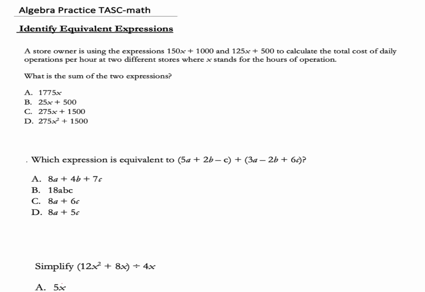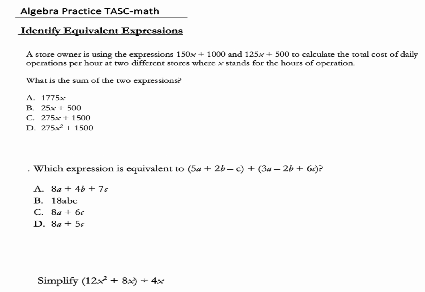The first one says a store owner is using the expressions 150x plus 1,000 and 125x plus 500 to calculate the total cost of daily operations per hour at 2 different stores, where x stands for the hours of operation. The question is asking, what is the sum of the 2 expressions? Now, when you see the word sum, it means to add. So we have to add the expressions.